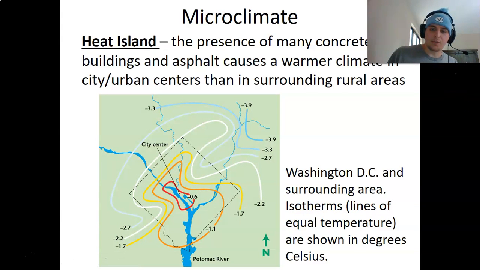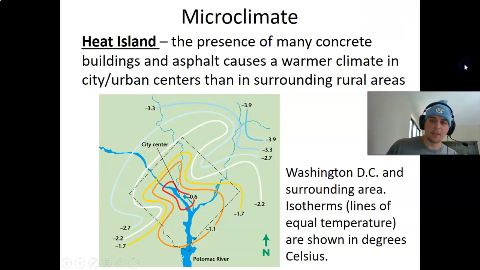Or this one, which is very, very interesting to me. Okay, heat islands. A heat island is a particularly man-made thing. This happens in cities. The presence of many concrete buildings and asphalt causes a warmer climate in cities and urban centers than in the surrounding rural areas.